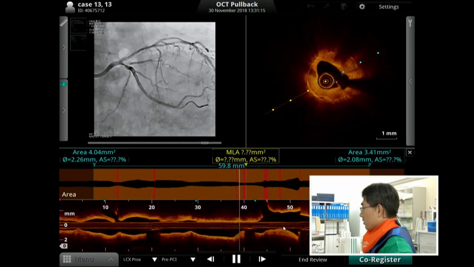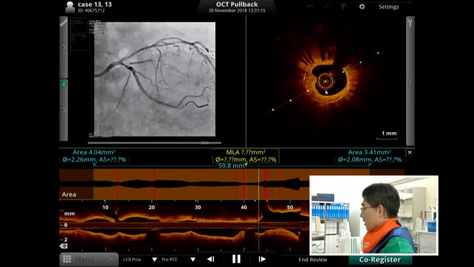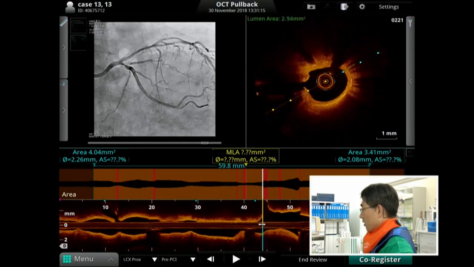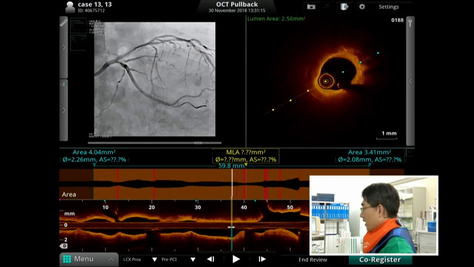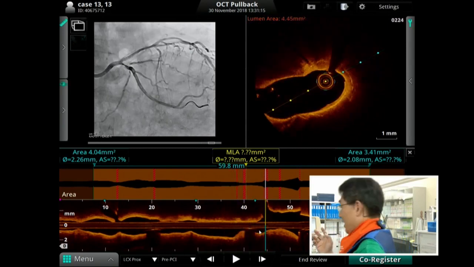So this stent is also somewhat underexpanded, but there is a significant amount of neointimal tissue, as you can see here. The minimal lumen area is 1.26. Yeah, minimal lumen area 1.26. Around FFR was 0.9.